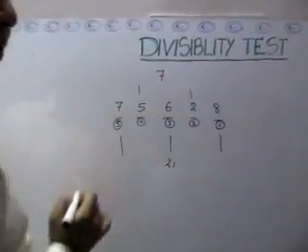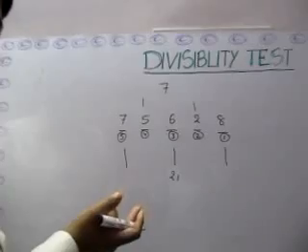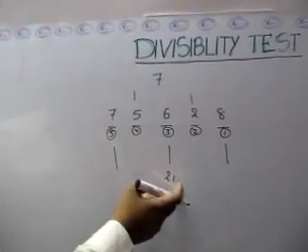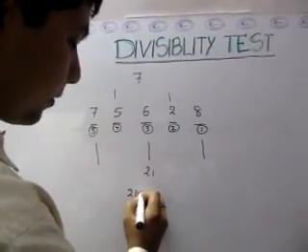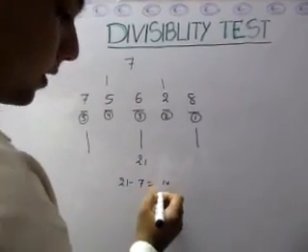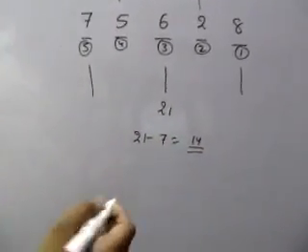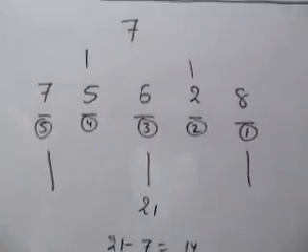Find the difference between these two. Maybe this one is bigger and this one is bigger, it doesn't matter. So the difference between these two is equal to 14. Since this difference is not a multiple of 11, hence this number is not a multiple of 11.